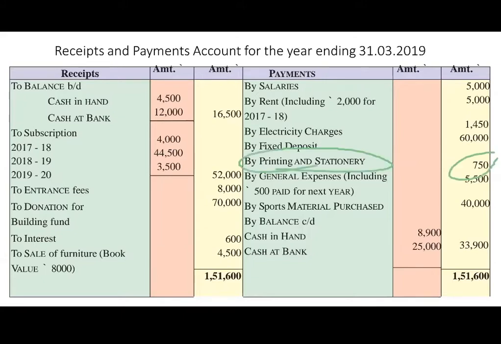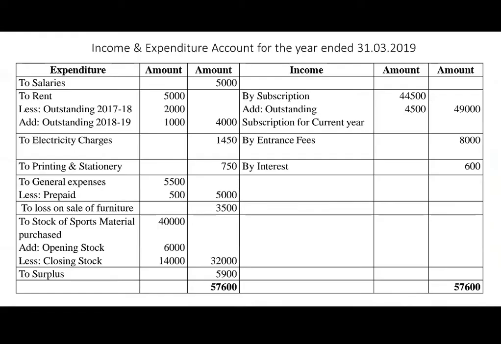Okay, now the next is printing and stationery. Printing and stationery is given 750. Again, for printing and stationery there is no adjustment, which means you will directly record this on the expenditure side of the income and expenditure account. If you see here, in expenditure they have recorded to printing and stationery 750.